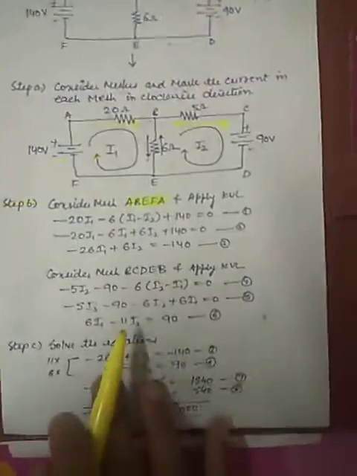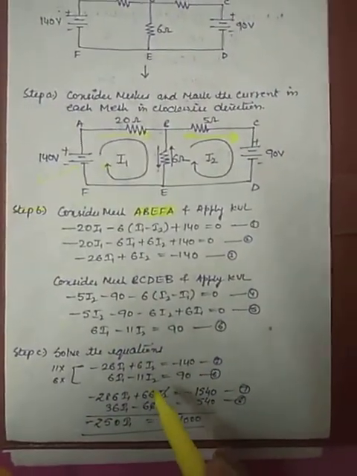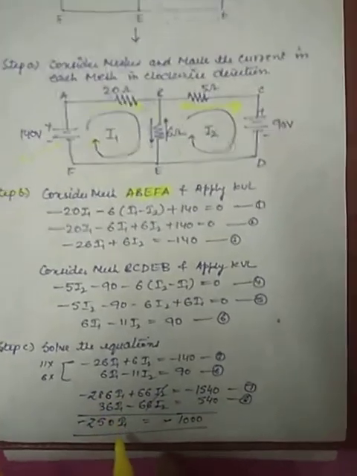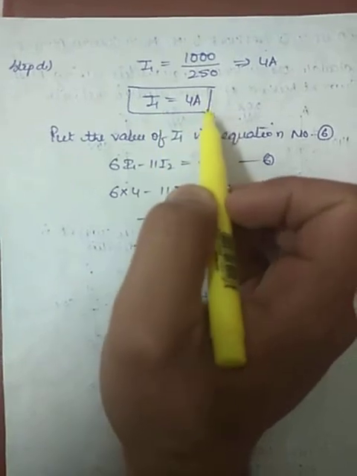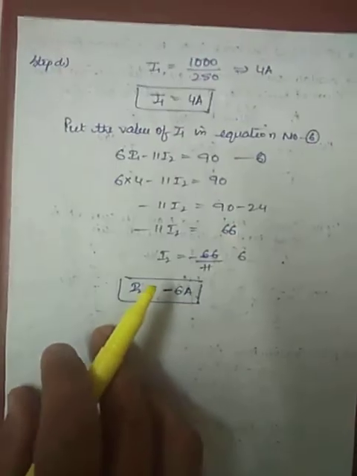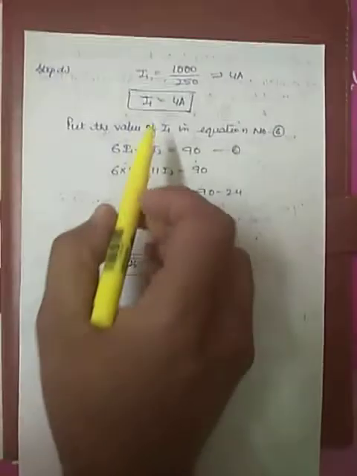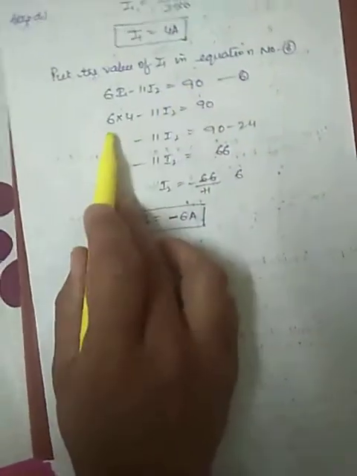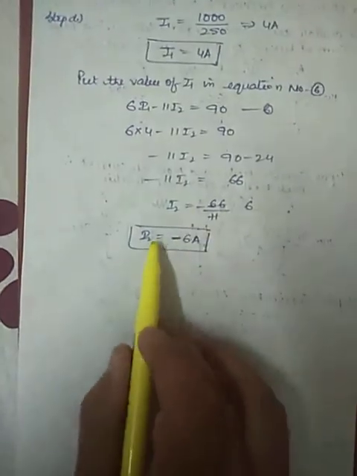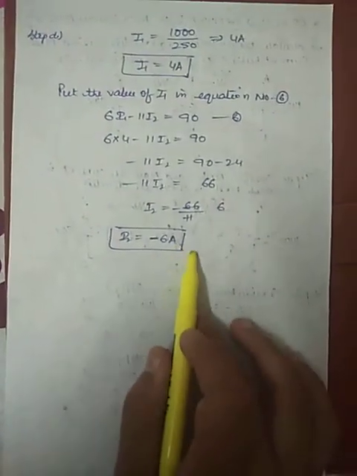Here we will cancel out one current, so we will get I1 equal to 1000 divided by 250. So we will get the value of current I1 is equal to 4 ampere. Now for getting the value of I2, we will put the value of I1 in equation number 6, or in any equation we can put the value. So 6 I1 minus 11 I2 is equal to minus 90. We will put the value of I1 here, and at last we will get the value of I2 is equal to minus 6 ampere.